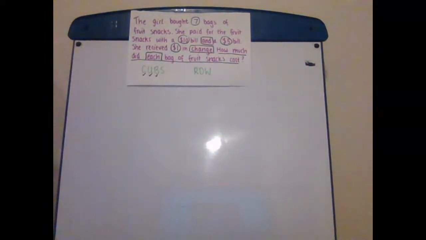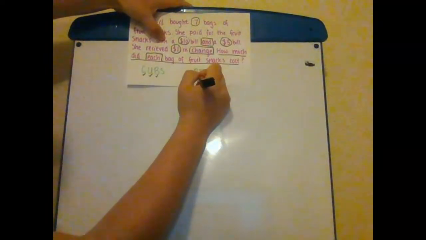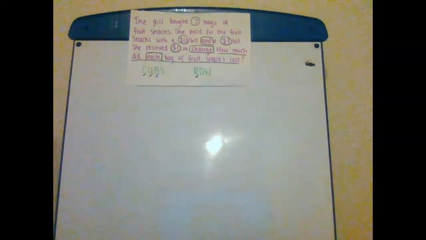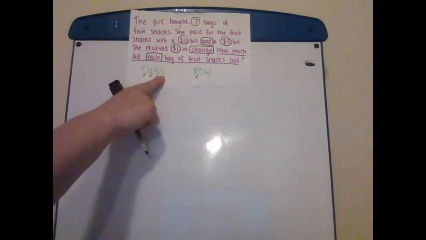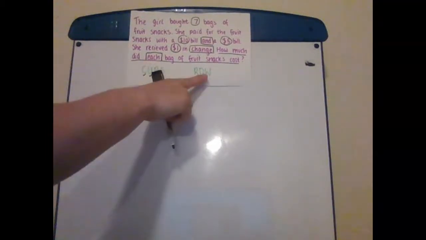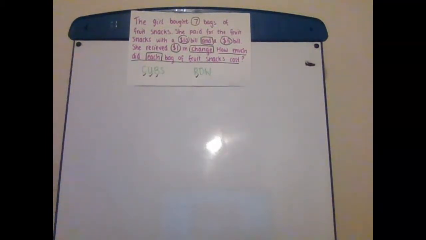Okay, so to solve this, I'm going to use RDW. Okay, so I'm going to read the question over again. The girl bought 7 bags of fruit snacks. She paid for the fruit snacks with a $10 bill and a $5 bill. She received $1 in change. How much did each bag of fruit snacks cost? Okay, so I've reread it now that I've marked it up. So I'm really getting a good understanding. Now I'm going to draw what information I have from the question. This is a little like my E from when we made it cubes, okay? But I think draw makes it really clear as to what I have.